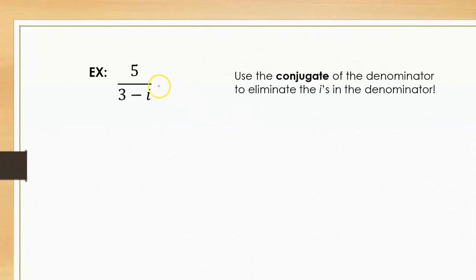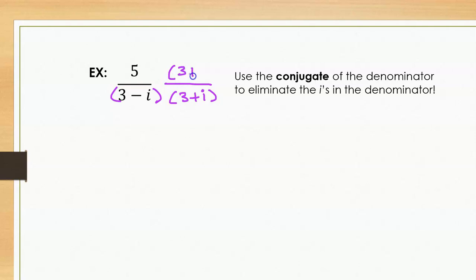All right, it's slightly more complicated when we have a binomial in the denominator. In that case, we need to multiply the numerator and denominator by the conjugate. So looking at the denominator, I see the 3 minus i. The conjugate is 3 plus i. Okay, so I need to multiply by 3 plus i over 3 plus i.